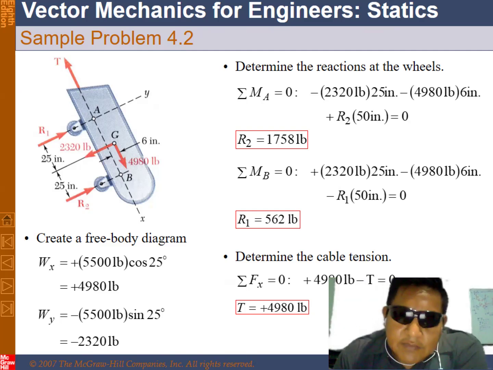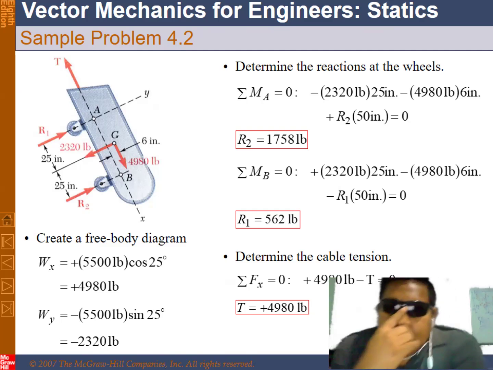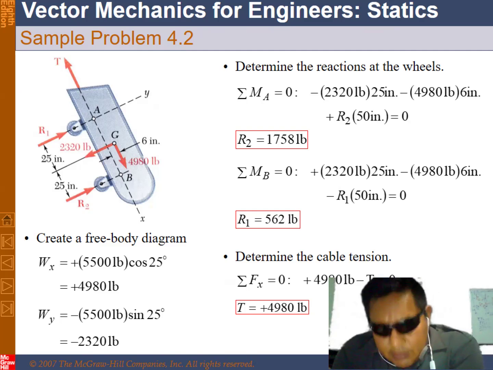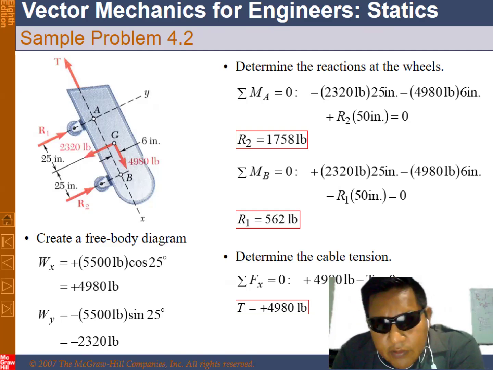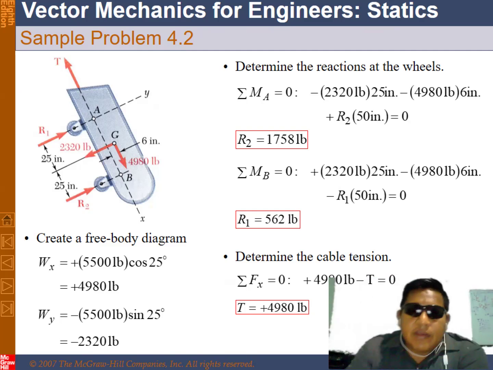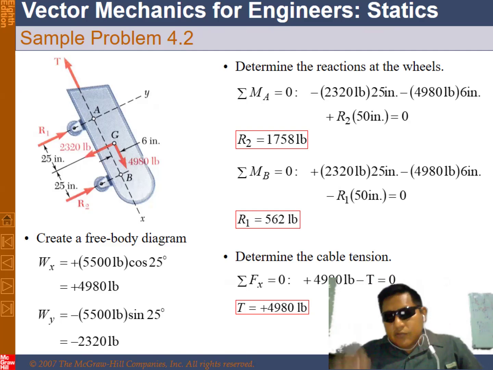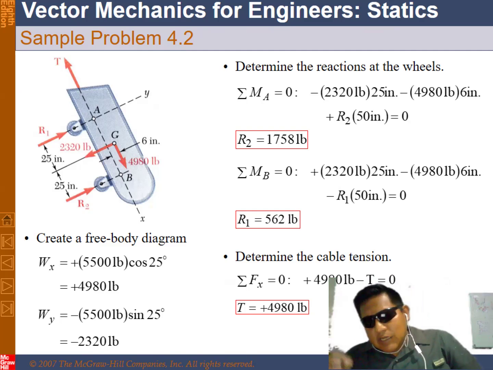Negative reaction 1 times 50 inches is equal to 0. The answer: reaction number 1 is equal to 562 pounds. Determine the tension from the picture. You can sum the forces: summation of forces in letter X is equal to 0.